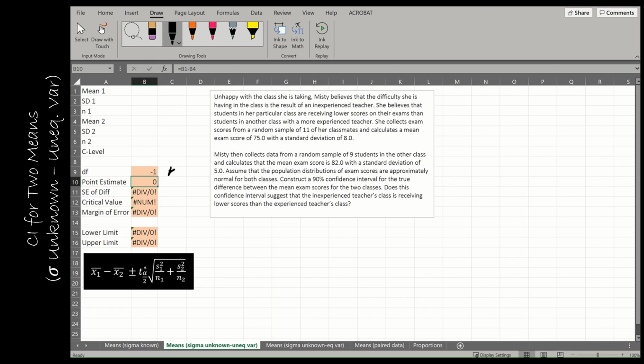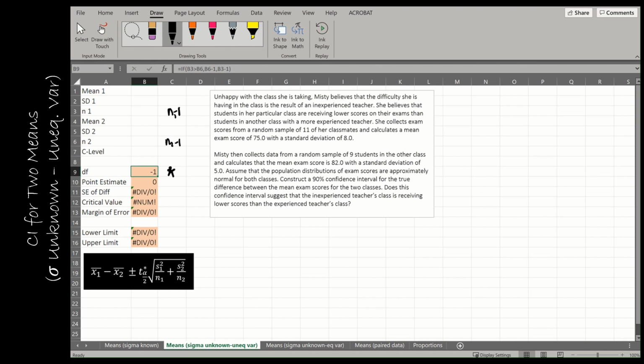First let's talk about the degrees of freedom. Hopefully you've learned, as you've been working through Hawks, that for a question where sigma is unknown and there are unequal variances, the degrees of freedom is simply the lower of the two of n1 minus 1 or n2 minus 1. So it's whichever one is smaller.